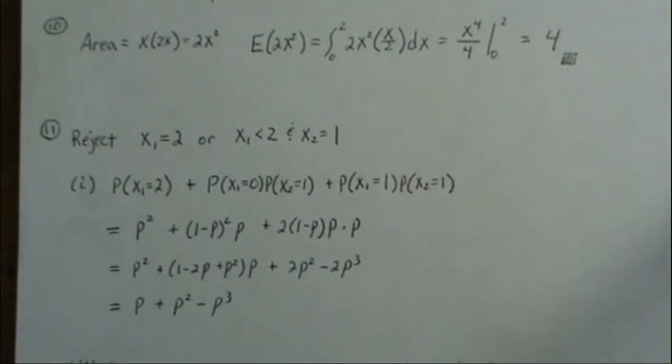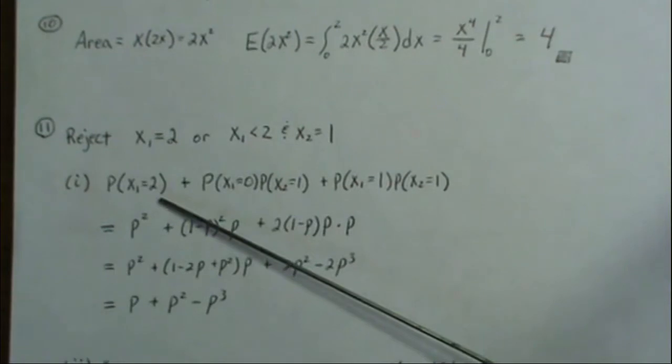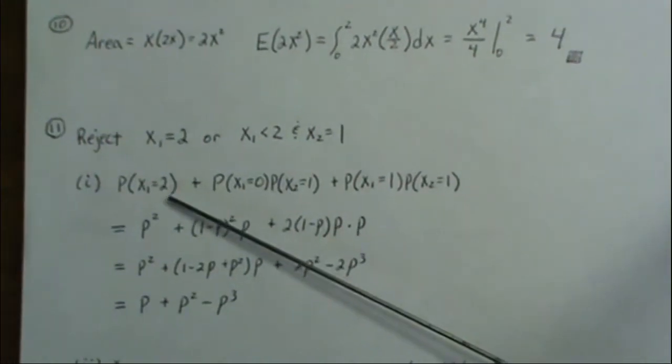Number 11, we reject if both observations are defective, and if not, we take one more, and if it's defective, then we reject and say that the lot is defective. We're going to solve this 2 different ways. The first way is we reject if x1 is 2, regardless of what happens.